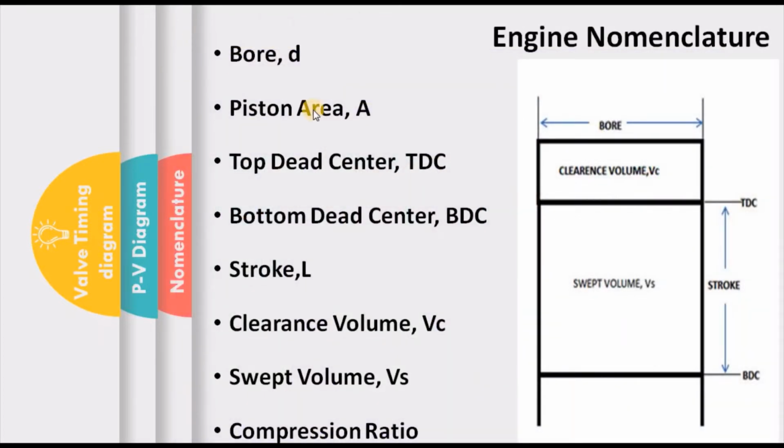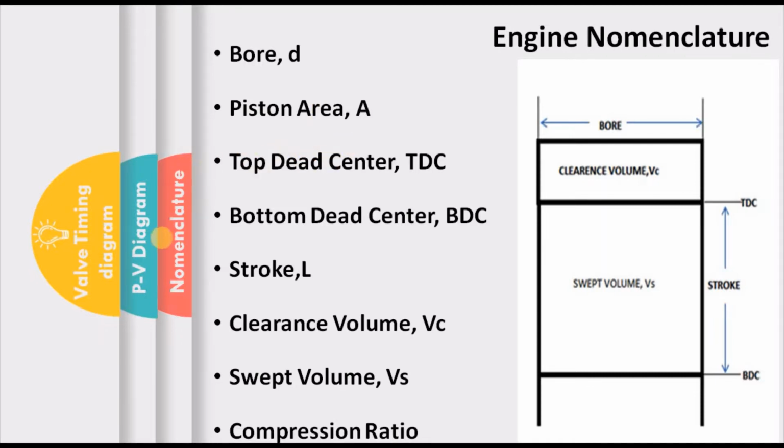The next term is the piston area. It is the area of the circle of diameter equal to the cylinder bore, and it is denoted by a capital letter A. So this is the area of the piston inside the cylinder.